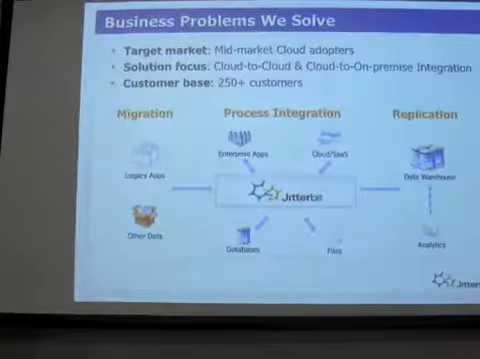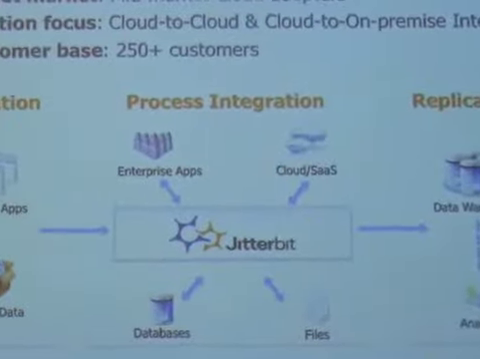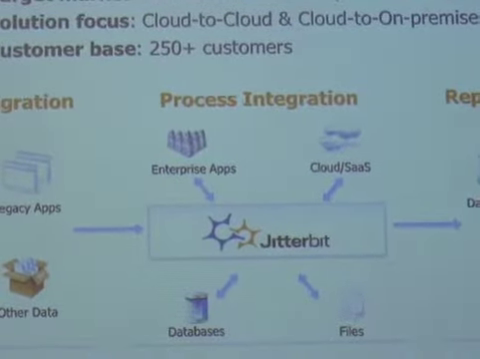So we solve kind of three different business problems. We solve migration from legacy apps to either on-prem or cloud integration, cloud adopters rather. Process integration, so integrating any kind of ERP or CRM or database or any kind of disparate data sources. And also replication, so replicating maybe CRM data to your back-end warehouse or something like that.